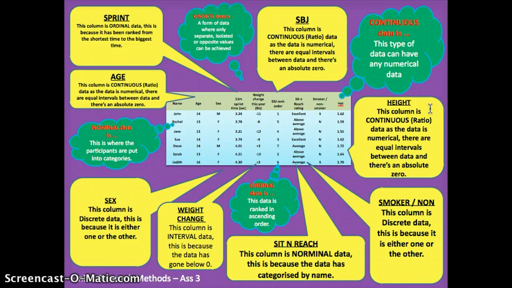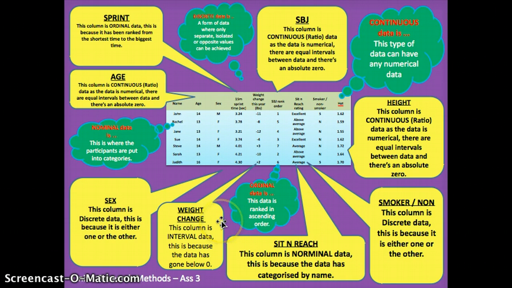Height, this column is also ratio continuous data, as the data is numerical. Smokers / non-smokers, this column is discrete, because it's either one or the other, so you either smoke or you don't smoke. The sit and reach, this column is nominal data. This is because the data has been categorized.